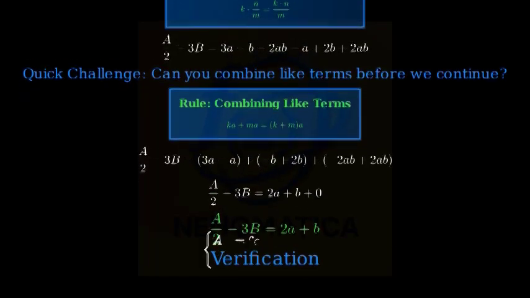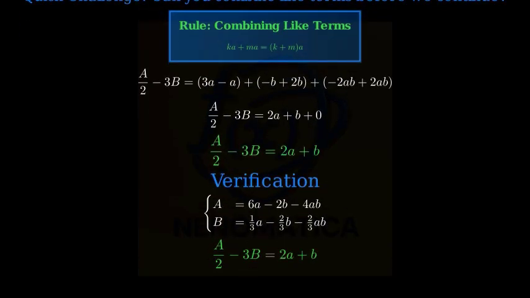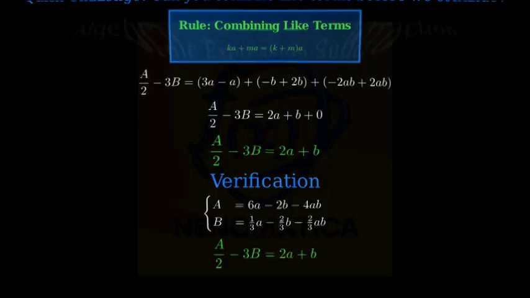Let's verify our answer by checking back with the original expressions. We had A equals 6a minus 2b minus 4ab, and B equals 1/3 a minus 2/3 b minus 2/3 ab. When we evaluate A over 2 minus 3B, we get 2a plus b, which matches our solution.